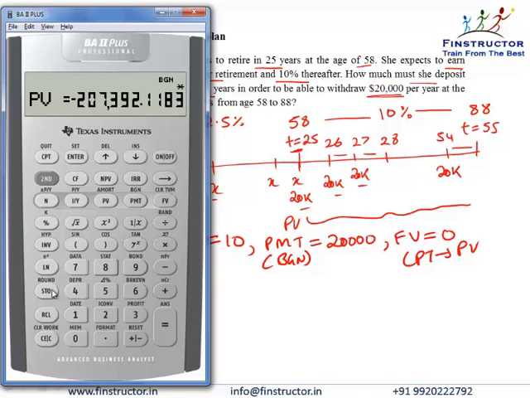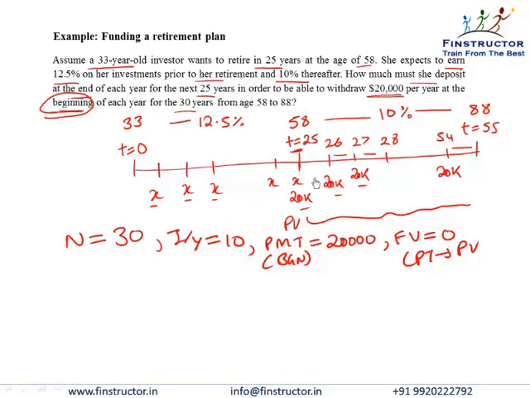So we'll save this value in memory register 1 since we're going to need this later on, and we'll go back to our question. So now we've calculated how much money she needs at t equal to 25, that is this PV that I just calculated. The next point asks how much we should be saving every year for the next 25 years so as to be able to accumulate this value.